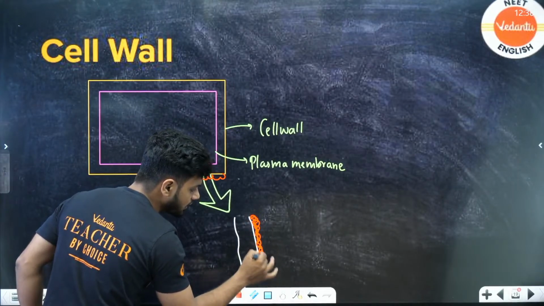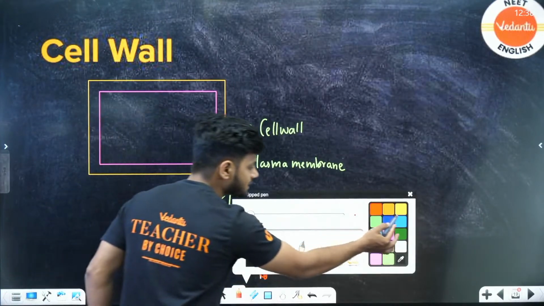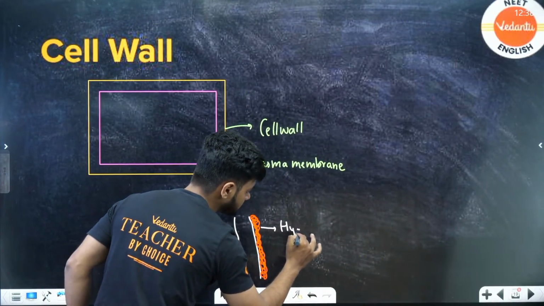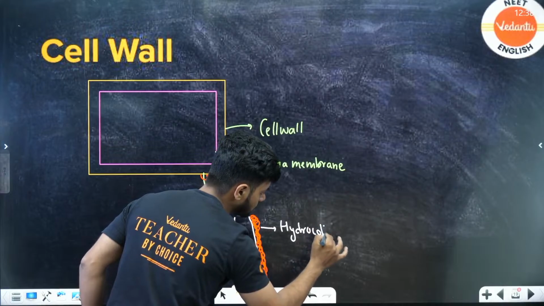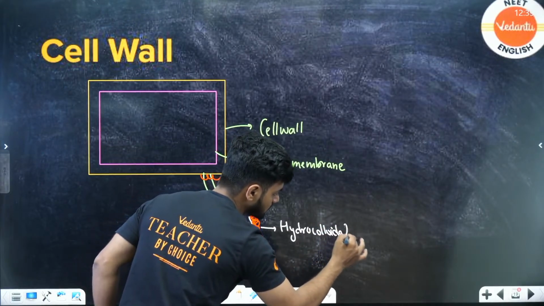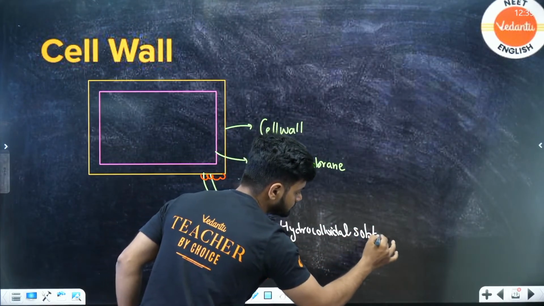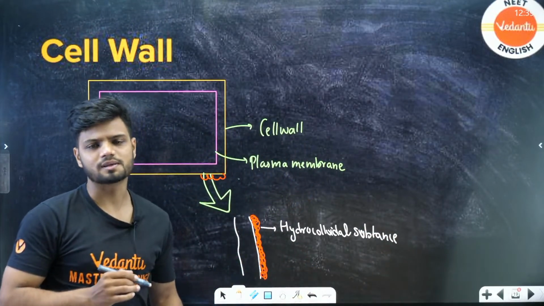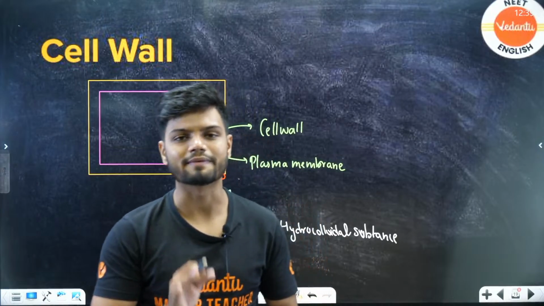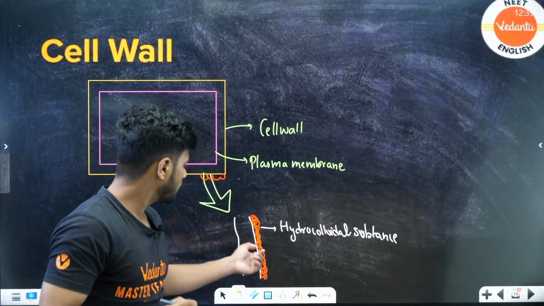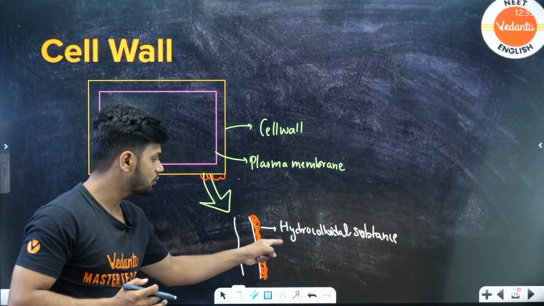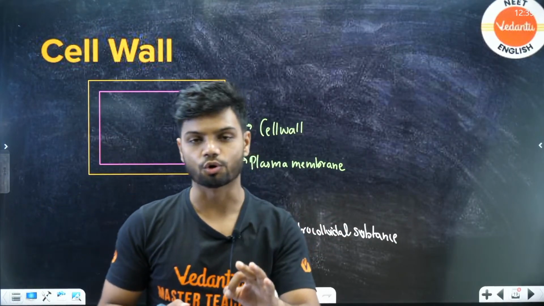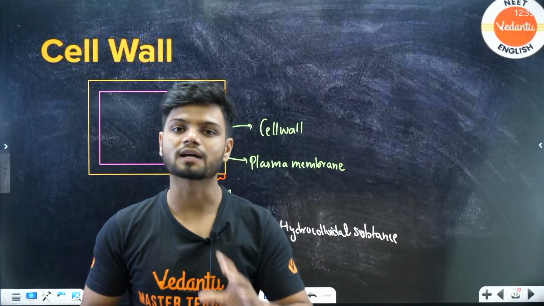Now, this chemical deposition is called as hydrocolloidal substance. Now, what is hydrocolloidal substance? Listen to me very carefully, all of you. On the outside wall of the cell wall, there is something called as hydrocolloidal substance, right? This is a substance which will make sure that algae doesn't dry out.